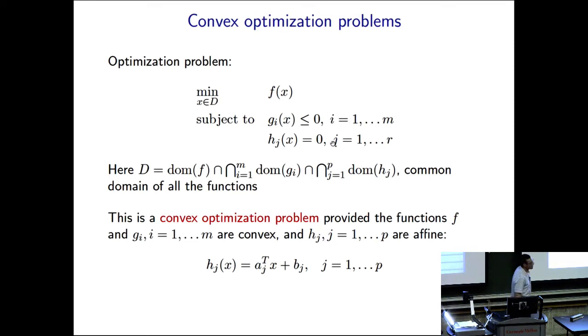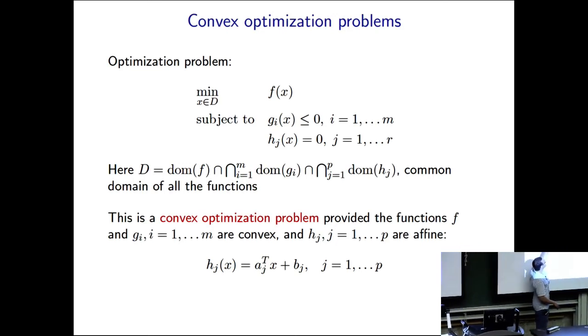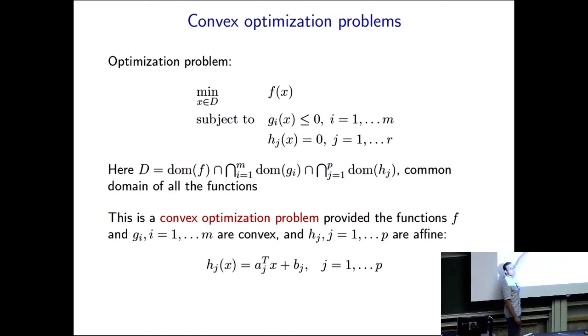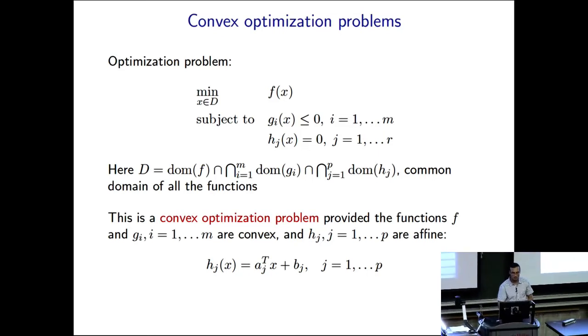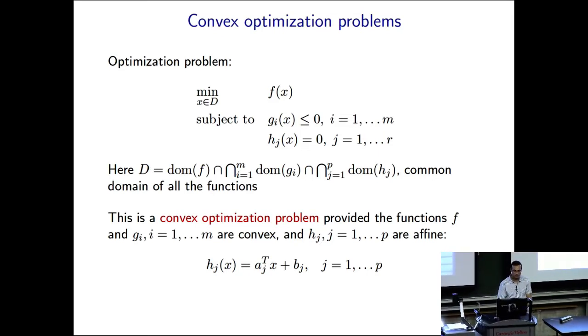I should also say this is just an optimization problem. There's nothing convex about this if I just write this down. I haven't told you what makes it convex yet. And D, what's that D? It's the common domain of all the functions. So it's just the set of all x for which all the functions in the optimization problem are well defined. We call this the criterion. We call these the inequality constraint functions and these the equality constraint functions, g_i and h_j respectively. So that's an optimization problem.